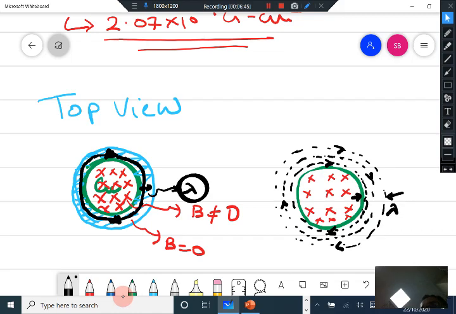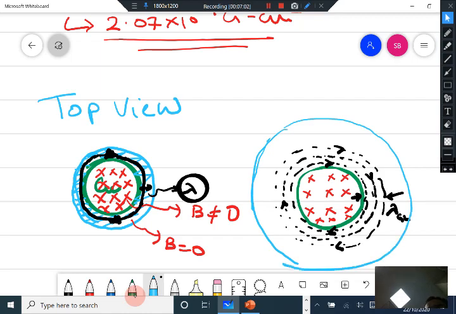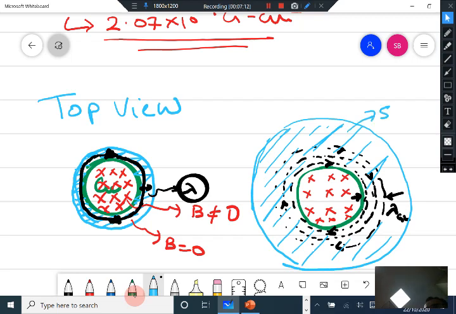This thickness is of the order of lambda GL. So the shielding currents will flow up to lambda GL around this region, and this is of course your superconductor. So all this is superconducting. The green region is actually the normal core which is present.